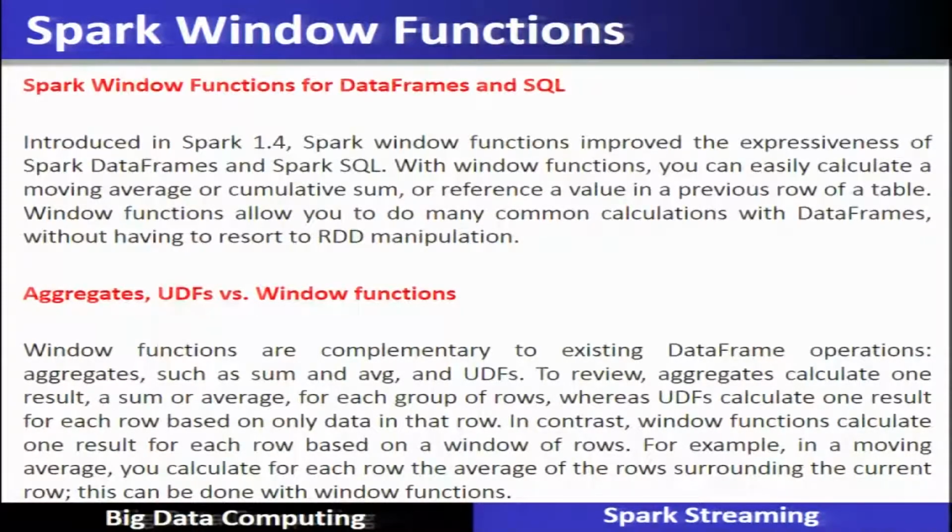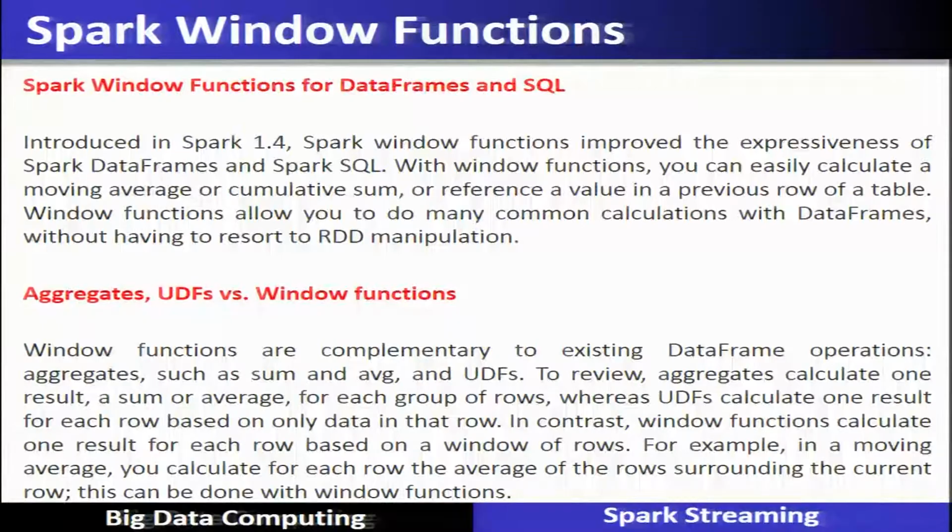Aggregates, UDFs versus window functions. Window functions are complementary to existing data frame operations such as aggregates, such as sum and average, and UDFs. To review, aggregate calculations give one result, the sum or the average, for each group of rows, whereas UDFs calculate one result for each row based only on the data in that row. In contrast, window functions calculate one result for each row based on a window of rows. For example, in a moving average, you can calculate for each row the average of the rows surrounding the current row, and this can be done using window functions.